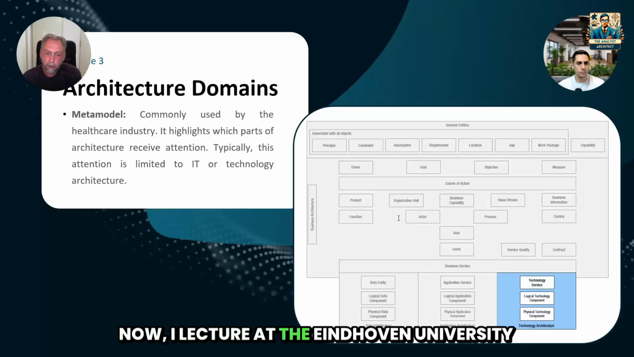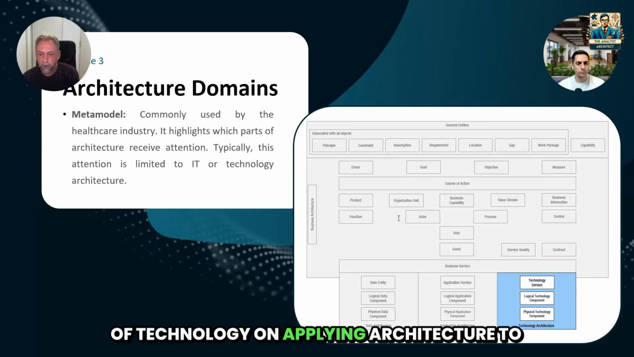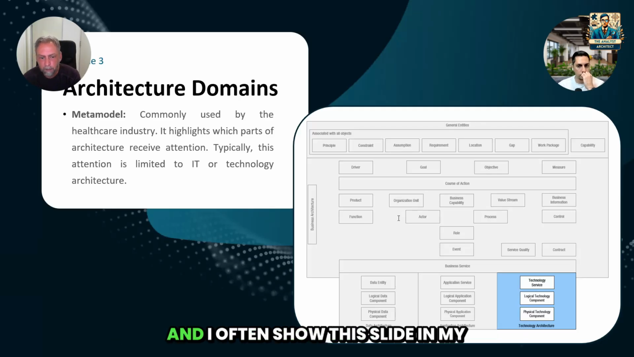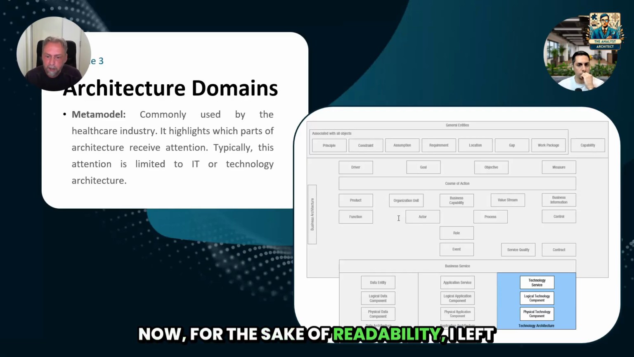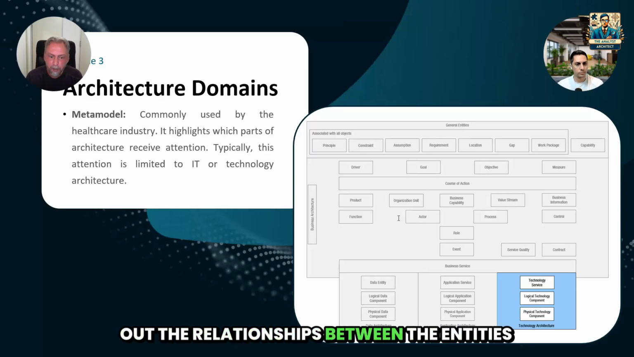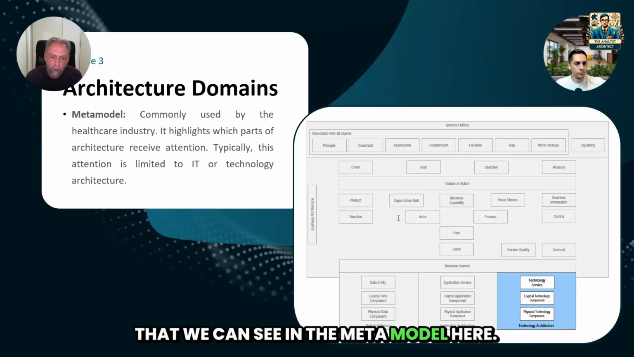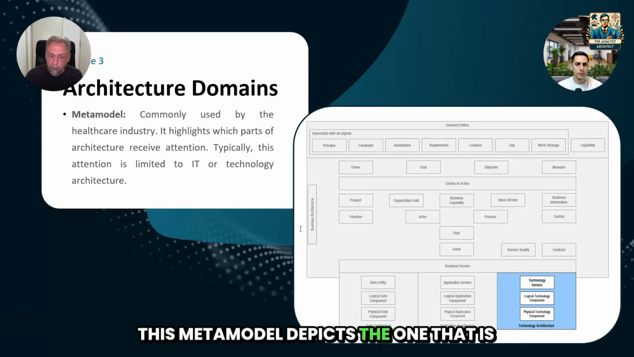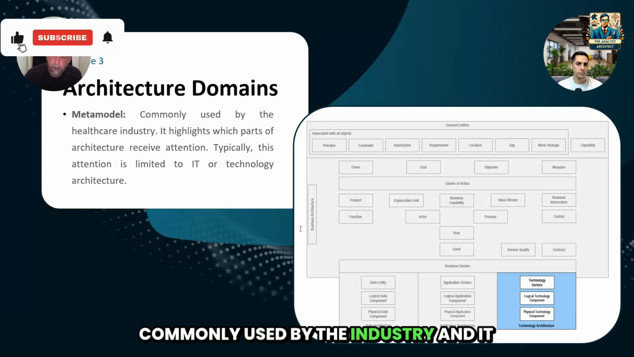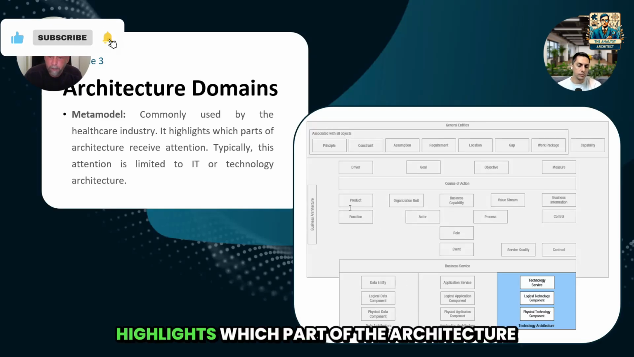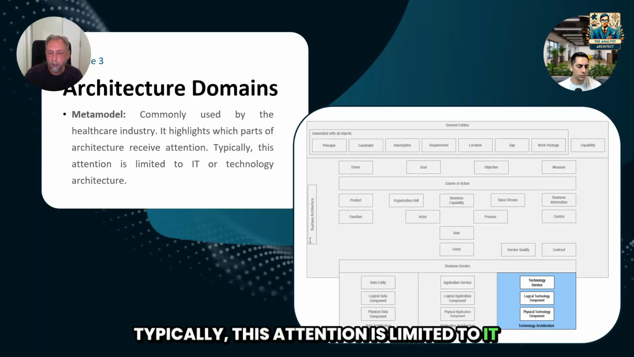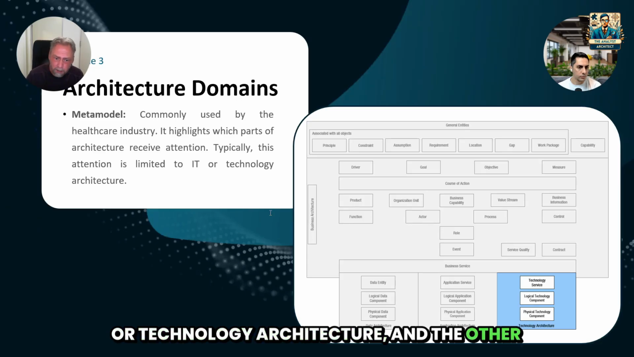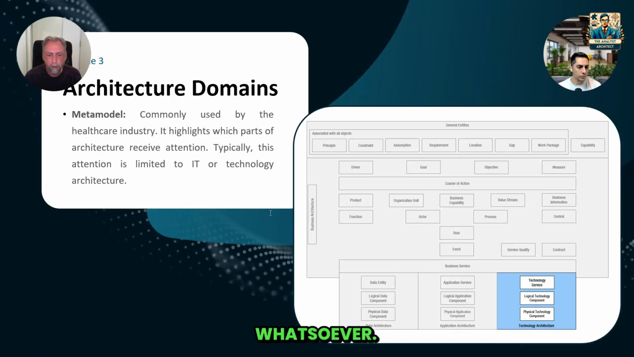Now, I lecture at the Eindhoven University of Technology on applying architecture to healthcare. And I often show this slide in my presentation. For the sake of readability, I left out the relationships between the entities that we can see in the metamodel here. This metamodel depicts the one that is commonly used by the industry, and it highlights which parts of the architecture receive attention. Typically, this attention is limited to IT or technology architecture, and the other entities in the model receive no attention whatsoever.